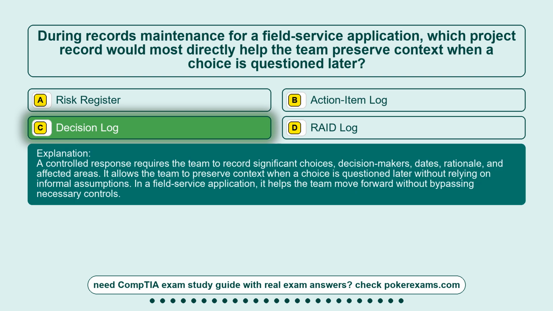A controlled response requires the team to record significant choices, decision-makers, dates, rationale, and affected areas. It allows the team to preserve context when a choice is questioned later without relying on informal assumptions. In a field-service application, it helps the team move forward without bypassing necessary controls.